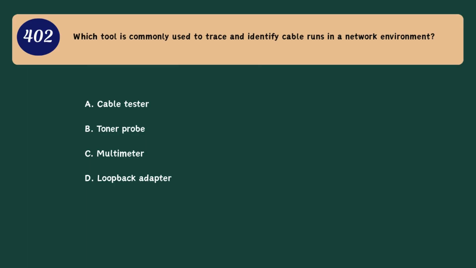Question 402. Which tool is commonly used to trace and identify cable runs in a network environment? A. Cable tester. B. Toner probe. C. Multimeter. D. Loopback adapter.